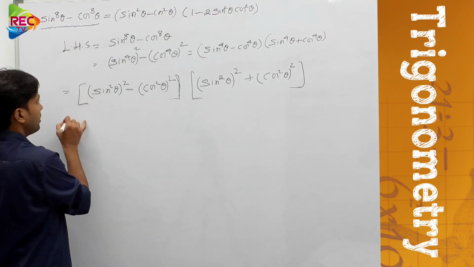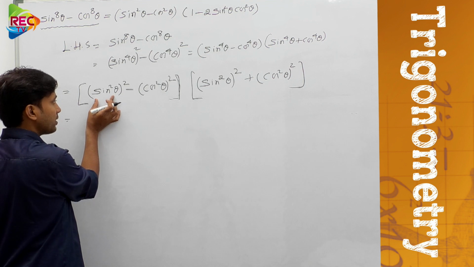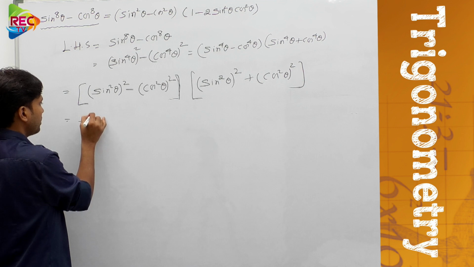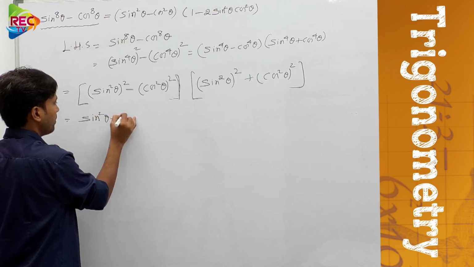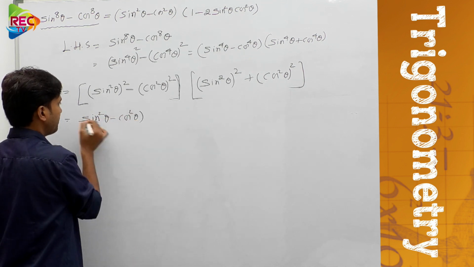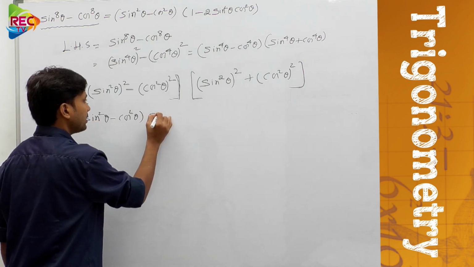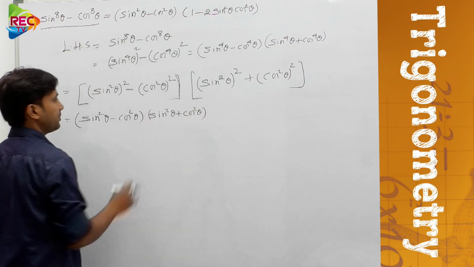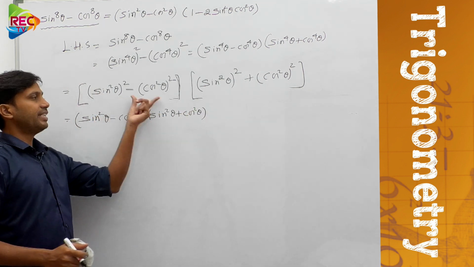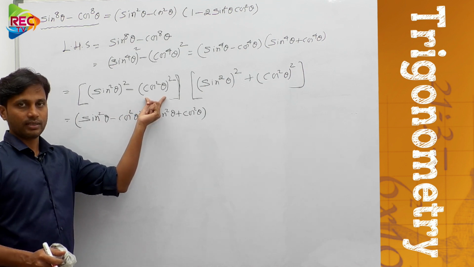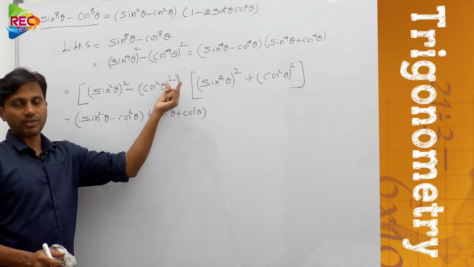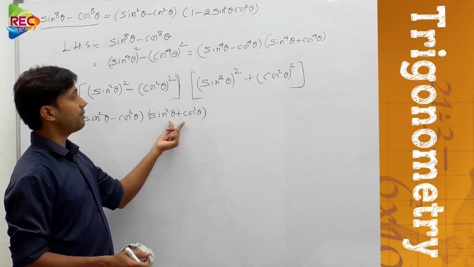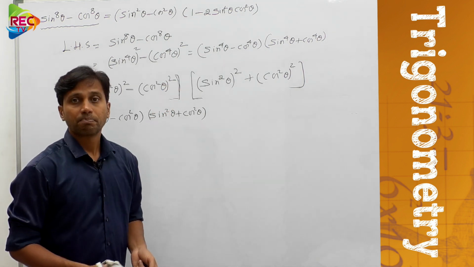Okay, see here. Now this is a minus b, means what? sin square theta minus cos square theta. So see this. (sin square theta minus cos square theta) into (sin square theta plus cos square theta), right? Means this is splitted into a minus b into a plus b pattern. (sin square theta) whole square minus (cos square theta) whole square can be splitted into (sin square theta minus cos square theta) into (sin square theta plus cos square theta), right?